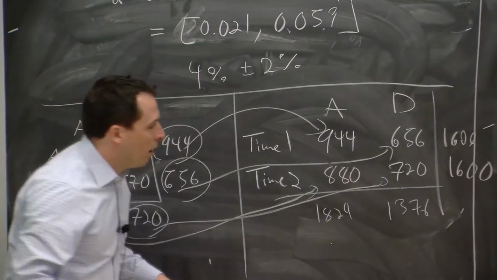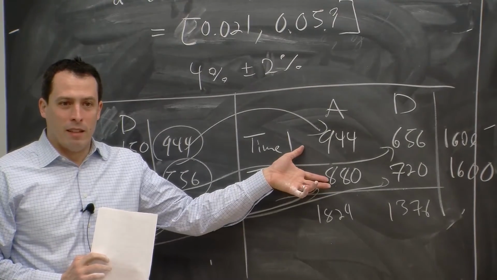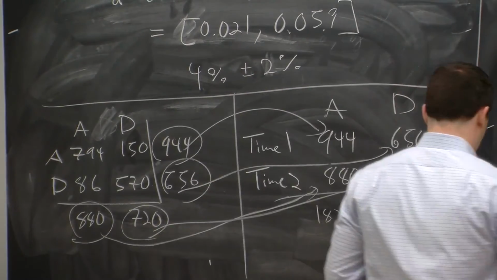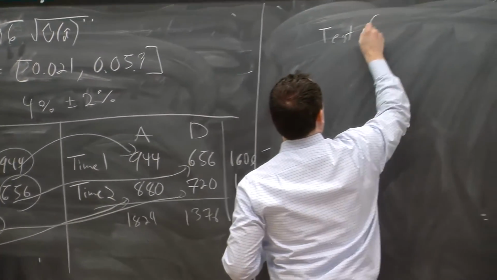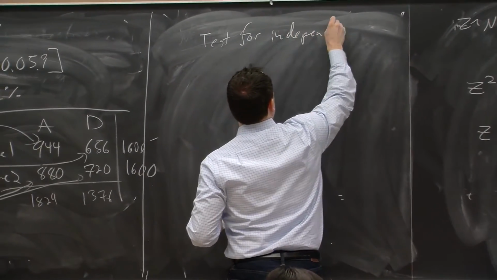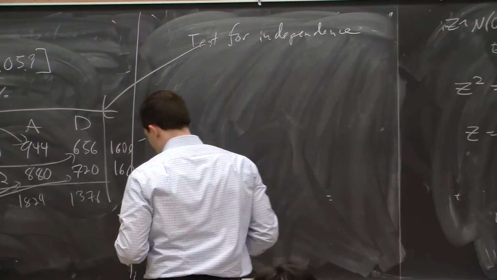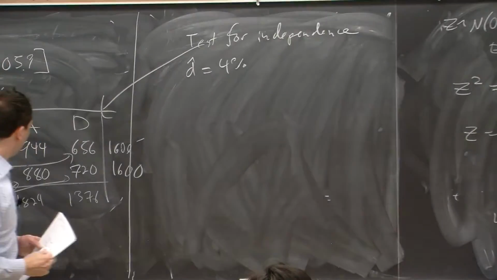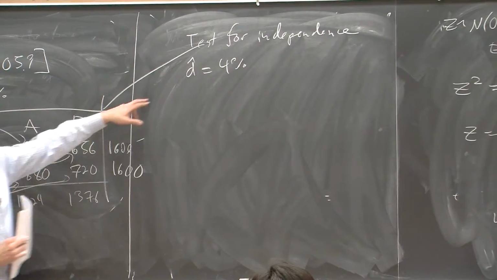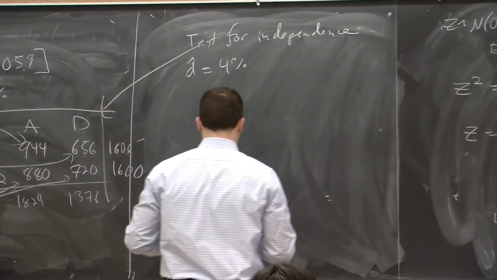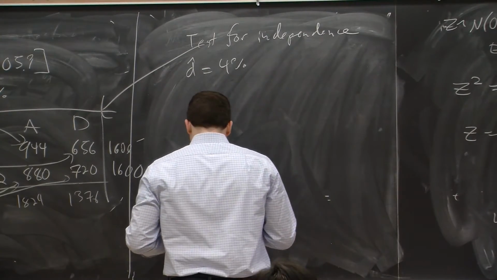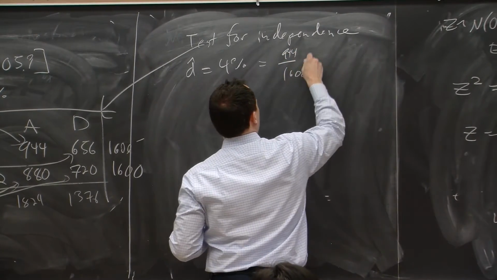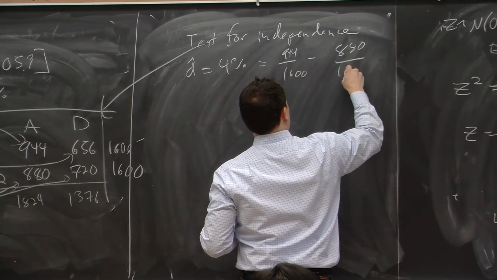So in this table, it really is just a test for independence. Right? And this is not going to be such a wild number. This times this divided by that times that. So if we just do a test for independence in this table, that is the correct thing to do. The marginals haven't changed. These ratios haven't changed, so we still get an estimated approval drop of 4%. That's 944 divided by 1,600 minus 880 divided by 1,600.